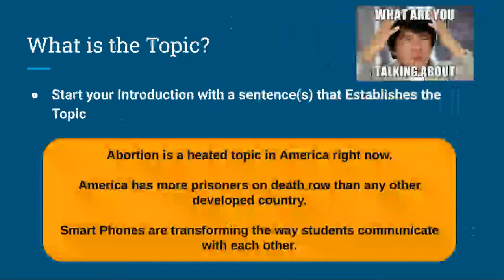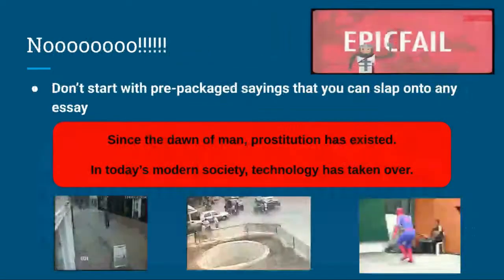Then thirdly, smartphones are transforming the way students communicate with each other. So if we started reading an essay, then the first sentence was that sentence. We could assume then that this essay will be about smartphones and how students communicate with each other and how it's transforming the way that they do. How has it changed the way they communicate with each other? So each of these sentences are examples of first sentences of an essay. They're helpful in helping the reader kind of orient them on what they're about to read.